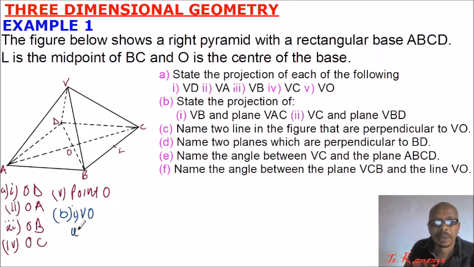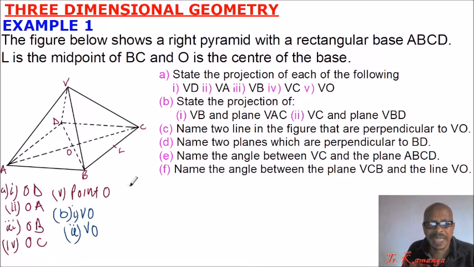Roman number 2, we have VC on plane VBD. So this means that if you draw a line here, if you drop it on this plane, it will fall on VO again. So also the projection of VC on plane VBD is VO. So that's how you answer that.